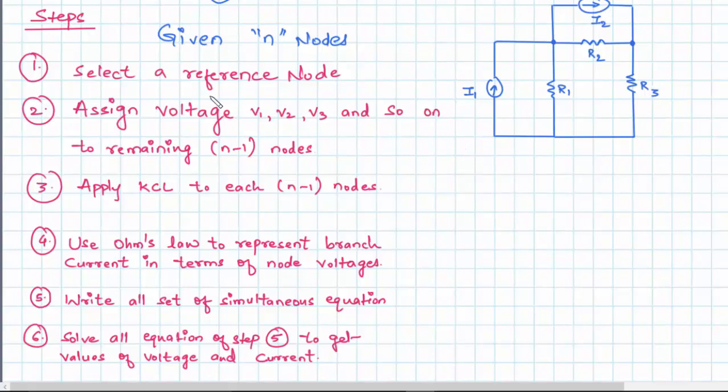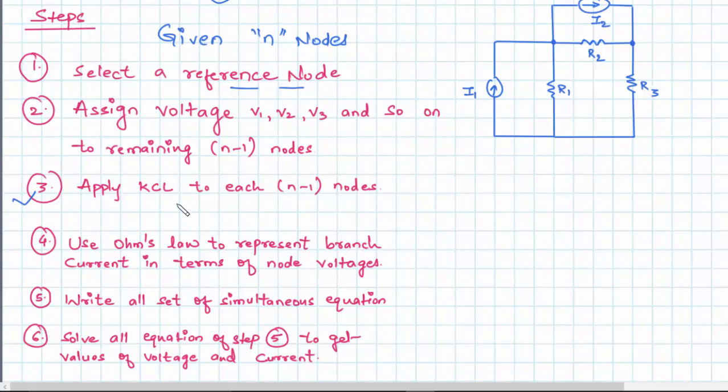The first node is taken as the reference node, and for the remaining n-1 nodes, you need to assign V1, V2, V3 and so on. These are called the node voltages. Next, we need to apply KCL to each of the n-1 nodes. So this step is really very important. We need to apply KCL to each n-1 node.